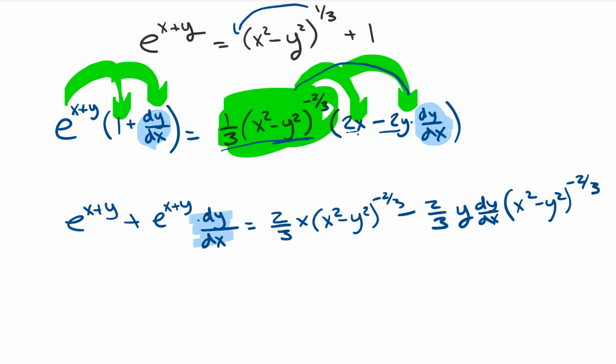So there's a dy dx on this side. There's a dy dx on this side. Which way do you want to take it? Which way do you want to go? Do you want to bring stuff over? I'm going to take this one and move it over to the other side, and I'm going to add this one and bring it over.